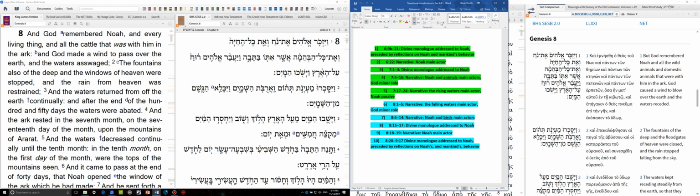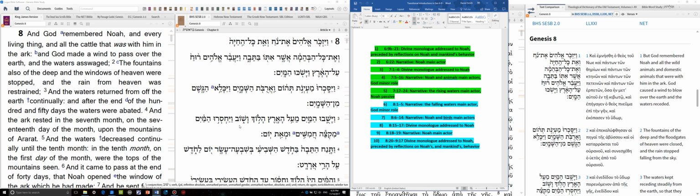The fountains also of the deep and the windows of heaven were stopped, and the rain from heaven was restrained. In other words, in the ancient Israelites' mind, God shut the windows of heaven. You see that terminology all throughout the Old Testament, opening the windows of heaven, and it rains. Because of their cosmology, they believed that the sky was solid, and God opened windows in heaven, and it rained. So this is how they would have seen this.